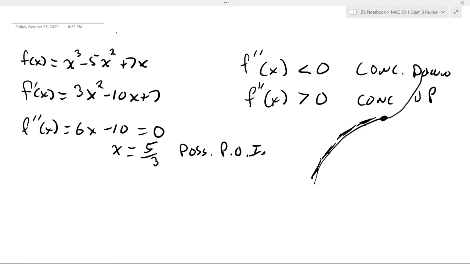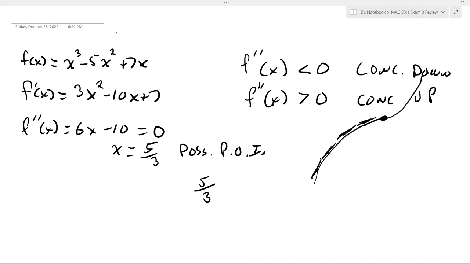It's not necessarily a point of inflection, just like critical points. Critical points point out places where we can have an extrema, but it doesn't necessarily mean we have an extrema. This is the place where it can happen. It's not a point of inflection if it doesn't change concavity at that point, but we have the point where we can now test.